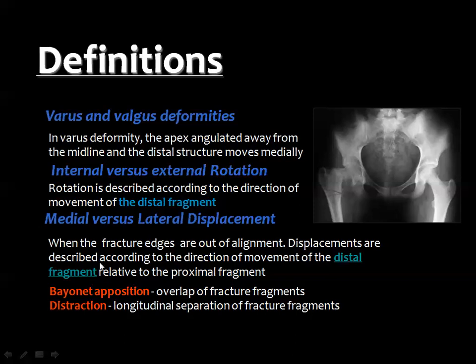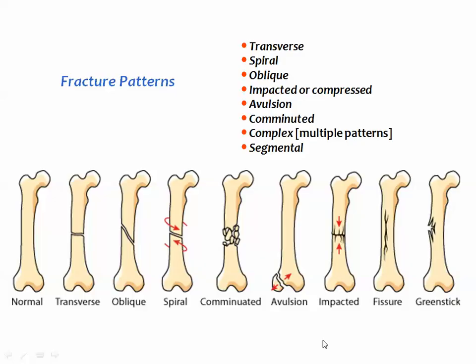And medial and lateral displacement means that the fracture edge is displaced towards the midline or away from the midline. Apposition means that there is overlap between the fracture edges, and distraction means that there is a distance or a gap between the fracture edges.